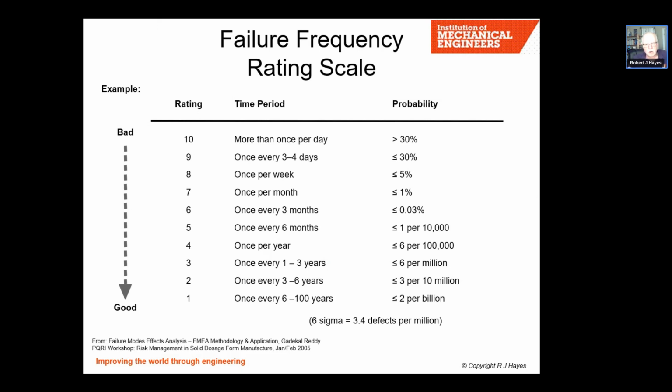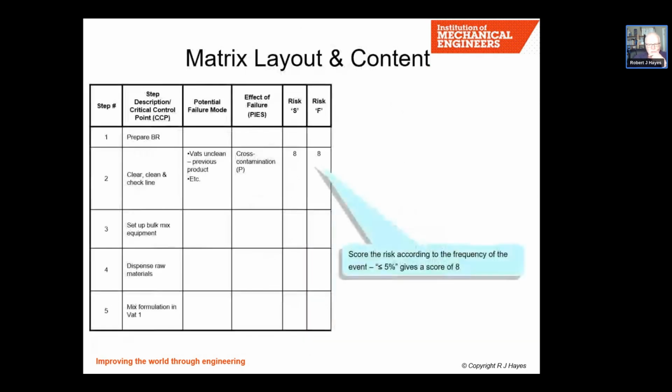Don't muddle them up. Either use one or the other. So if you're going to use the time period scale, stick to it. If you're going to use the probability scale, stick to it, because they're not an exact match across, but they're close. So something that you see a 1% failure, you're going to get a 7. Something that never happens, once every 6 to 100 years, a 1 in 2 billion failure, you're going to get a 1. So we can put our figure down here as well. And in our case, again, coincidentally, it scores an 8, because we're having a bit of a problem with this particular process step. We are not cleaning the vessels properly, and we're getting cross-contamination.